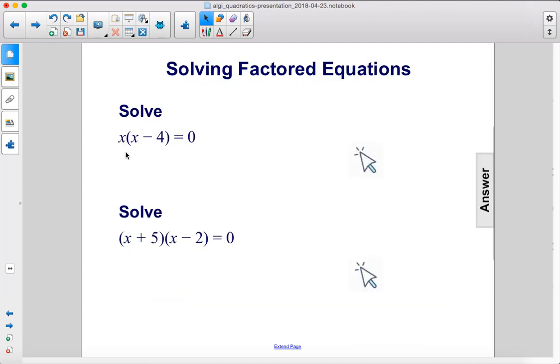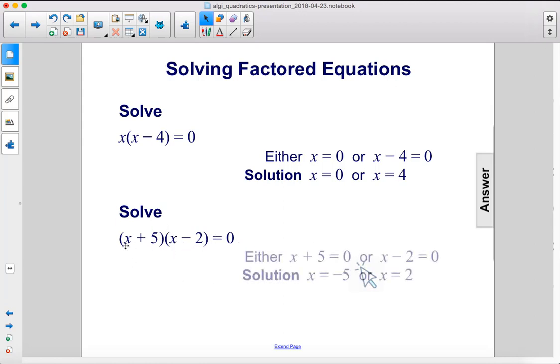Solve x times x minus 4 equals 0. That means that either x is 0 or x minus 4 is 0. So x minus 4 equals 0 would mean, if you move this 4 over to the other side, that x equals 4 or x equals 0. Solve this: x plus 5 times x minus 2 equals 0. That means that either x plus 5 equals 0 or x minus 2 equals 0. When you solve for x, you get that x equals negative 5 or x equals 2.